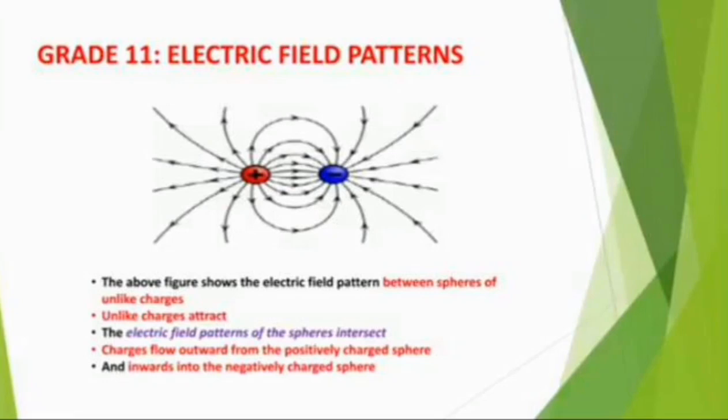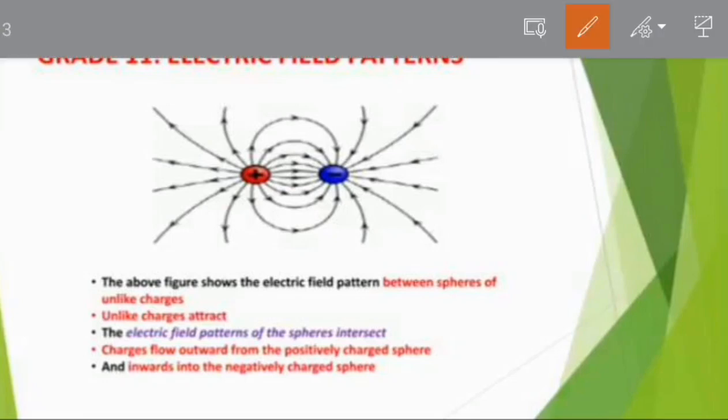So we say the above figure shows the electric field pattern between spheres of unlike charges. So as you can see, that's a positive and a negative. Then we know unlike charges attract. So the electric field patterns of the spheres intersect. As you can see there, we have our spheres intersecting there, right? So we say the field lines flow outward from the positively charged sphere. As you can see, we still have that.